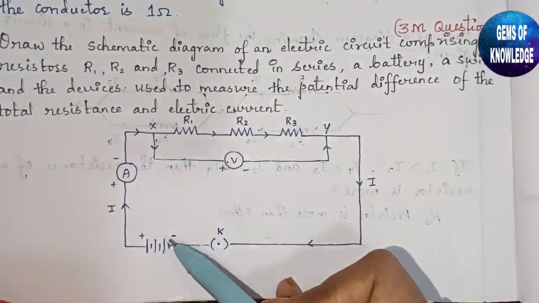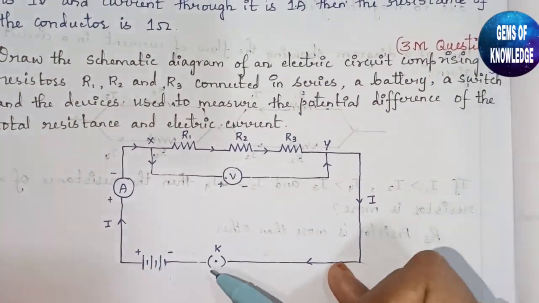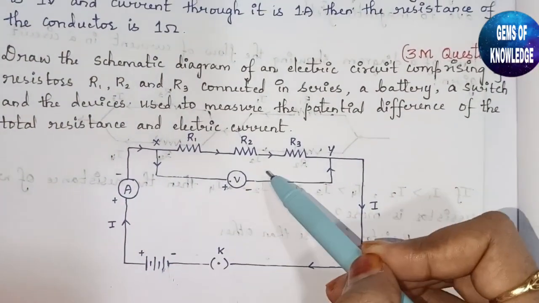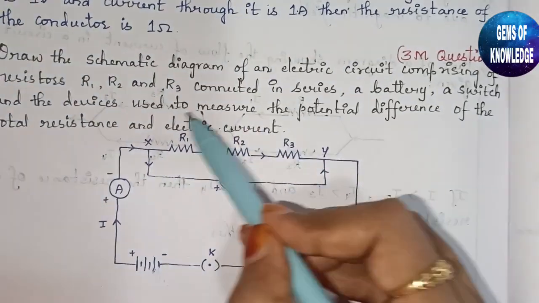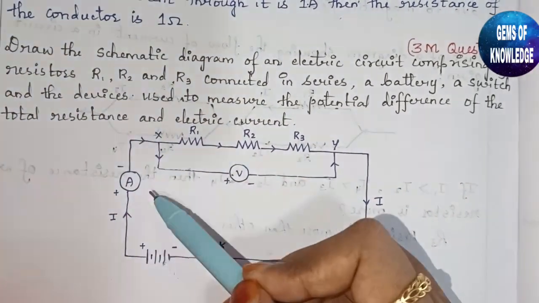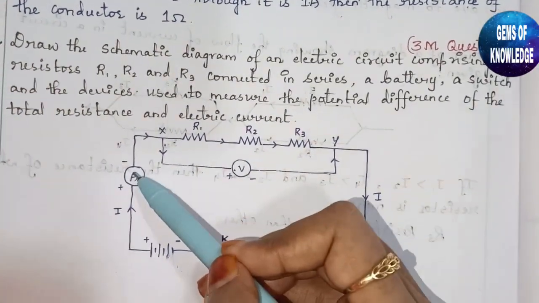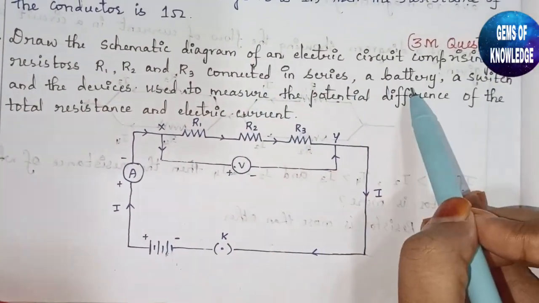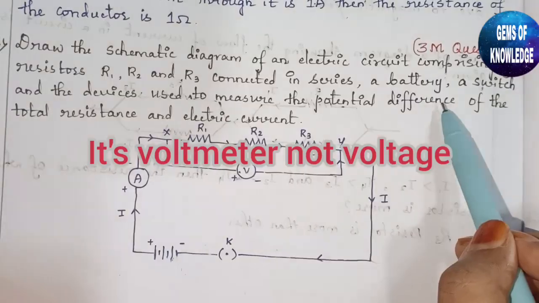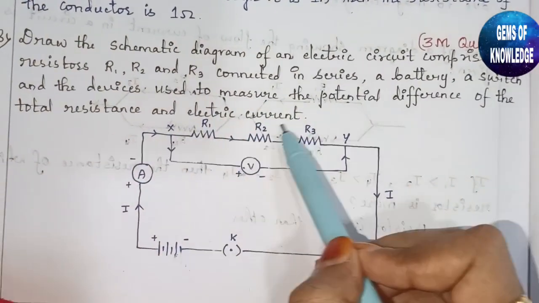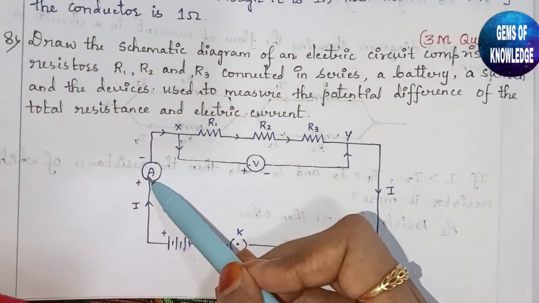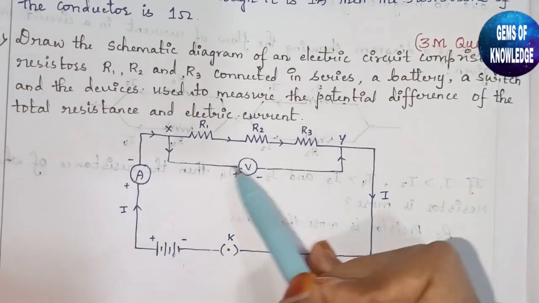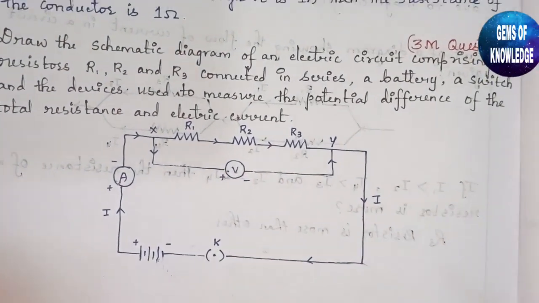A battery, this is the battery. Then switches. And the devices, in the sense, ammeter and voltmeter. They didn't mention what is voltmeter and ammeter, but the device used to measure potential difference is the voltmeter, and the device used to measure electric current is the ammeter. So together with the voltmeter and ammeter we need to draw.